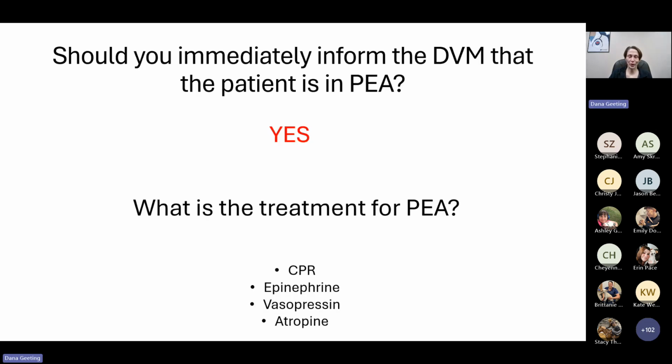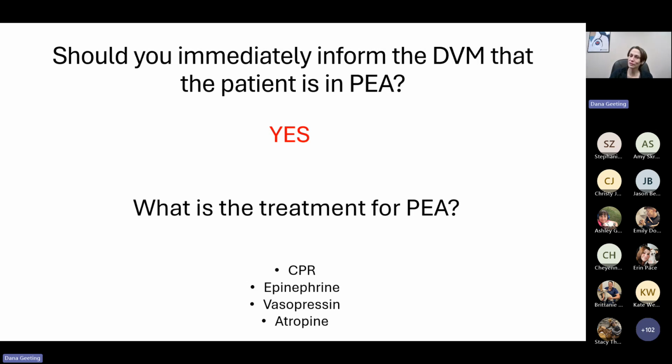So you're already going to be doing CPR at this point. Yes, you're going to be screaming code. Like I said, the patient is already dead. So this is definitely something that you want to inform the vet that the patient is in. Again, you're already going to be doing CPR because you're not going to have anything but some random escaped electrical activity on the ECG.